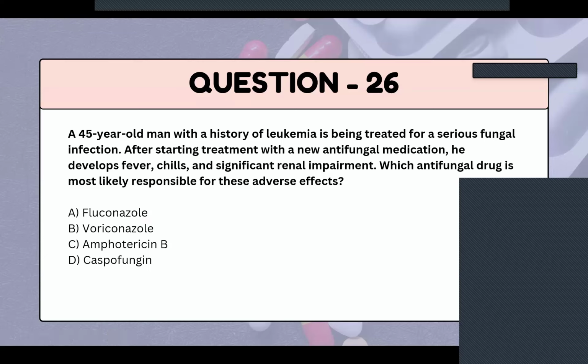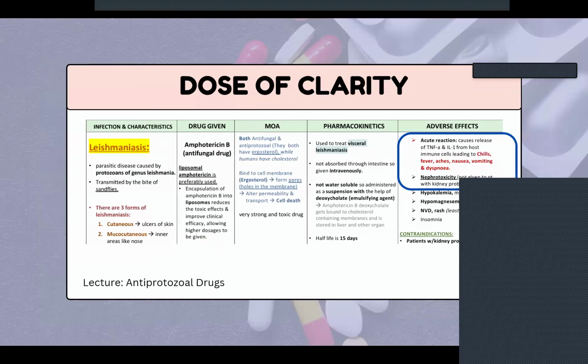The keywords here are the side effects. Yes, you're right. It's C, amphotericin B, because it causes an acute reaction as one of its adverse effects, which presents as chills, fever, nausea, vomiting, and also it causes nephrotoxicity, which was present in the patient in this case, and it is used for leishmaniasis. So all these keywords point towards the answer amphotericin B. Is that clear? Now, let's move on to the next question.